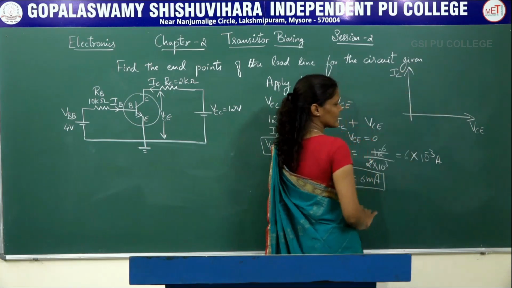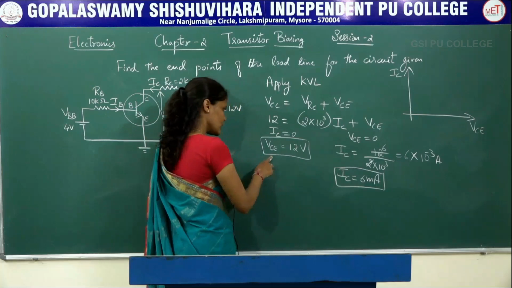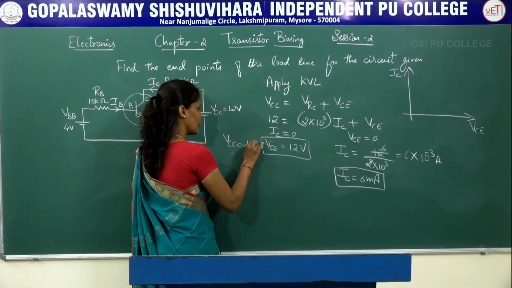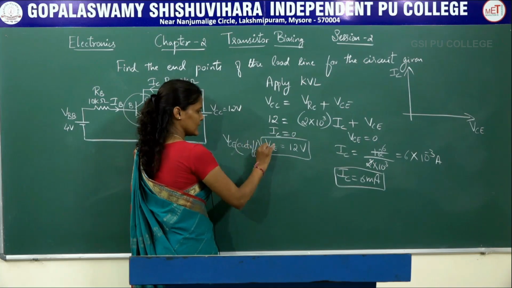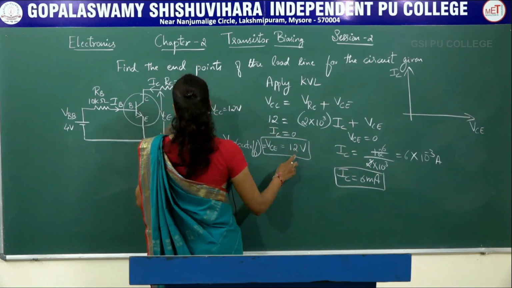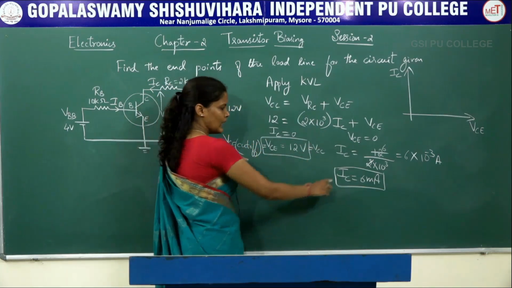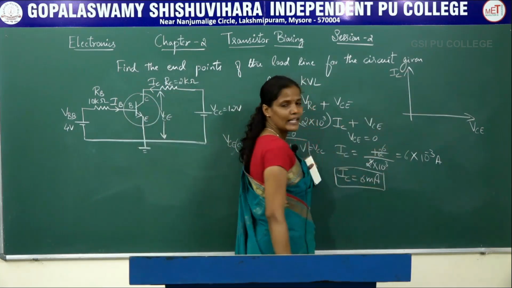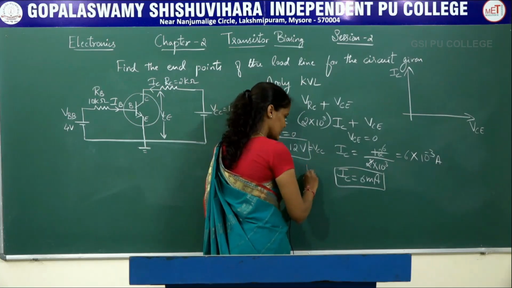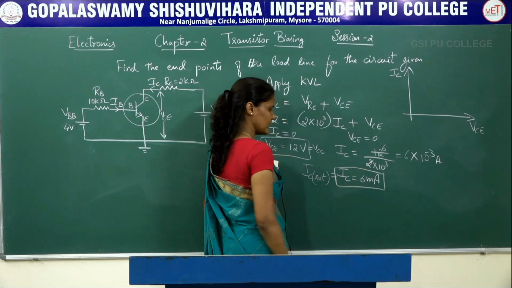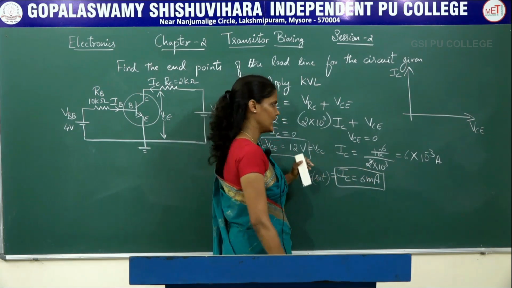IC will be in the region called the saturation region. So this VCE can be called the VCE cutoff point, which is nothing but VCC itself, this 12 volts value is VCC itself. And this IC will be lying in the saturation region, so that can be named as IC saturation, that is equal to 6 milliamps.